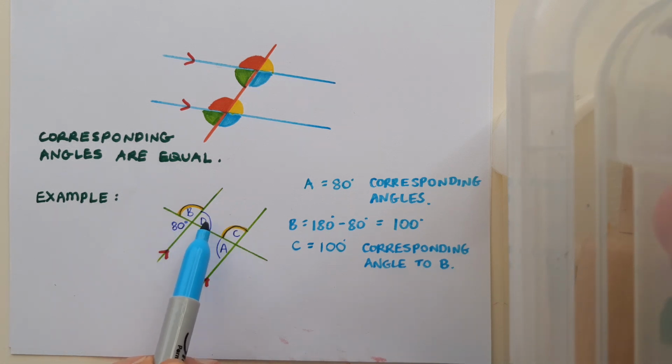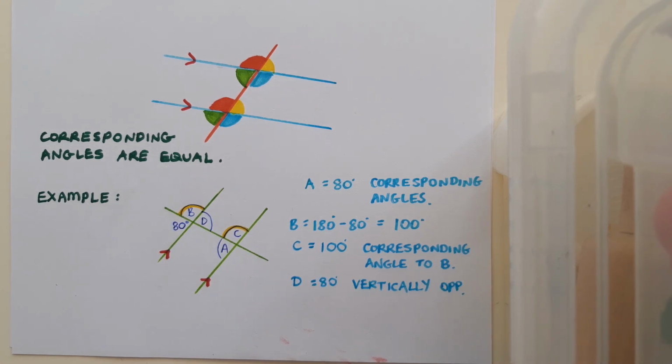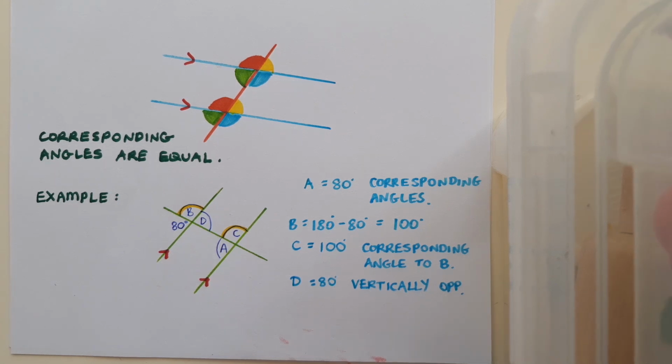D and 80 are directly across from each other. These are called vertically opposite angles. We know that vertically opposite angles are equal, so D is equal to 80. Again, if I don't use a calculation, it's a good idea to reference the rule.